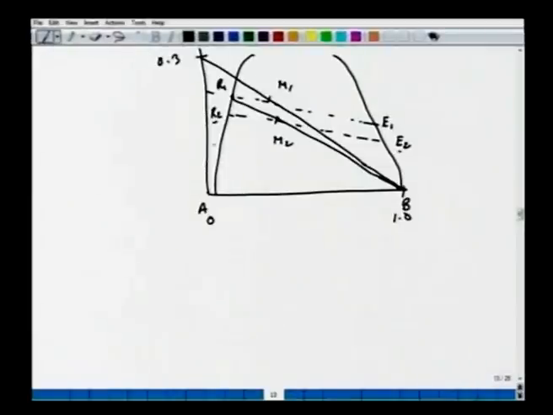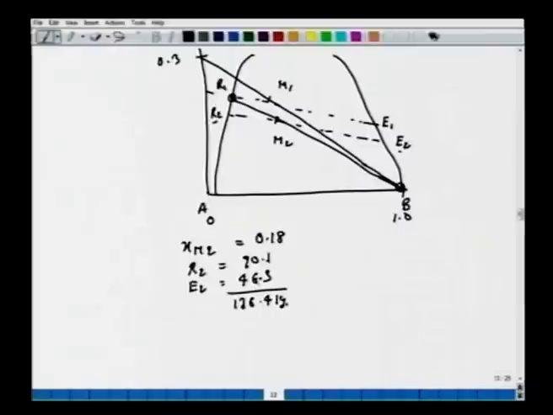Or mathematically you can solve. You know this amount of R1. You know this B. You know the compositions here. Find the new M2 and find the new tie line which passes through this M2 here. In this case, we can show that your X_M2 will be equal to 0.18, and the amount of raffinate R2 will be 90.1. Extract E2 will be 46.3. If you add these two, this should be 136.4 kg, the amount of raffinate which we started with.